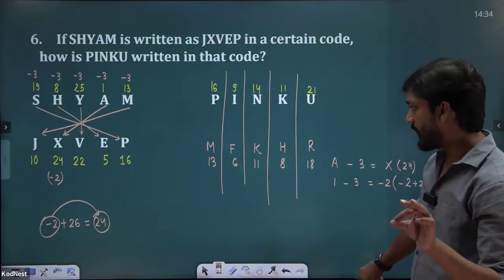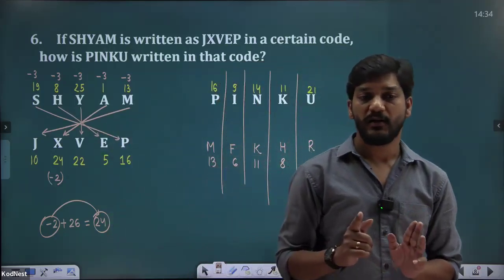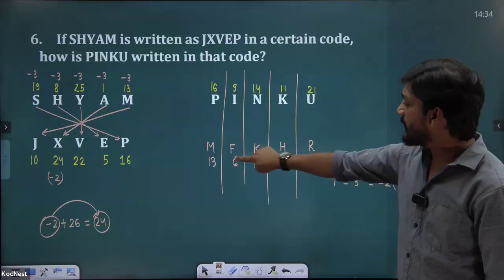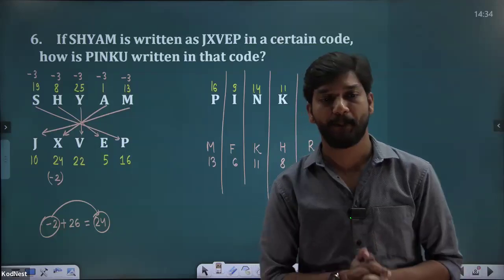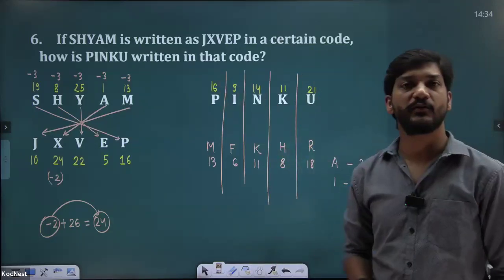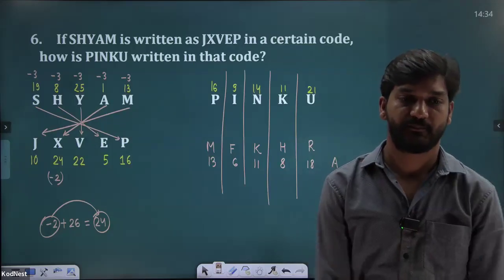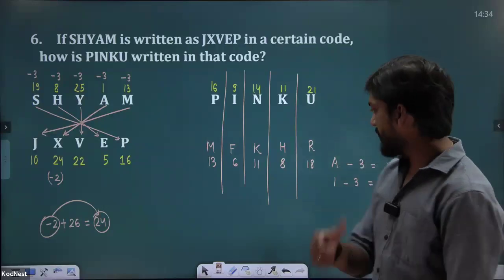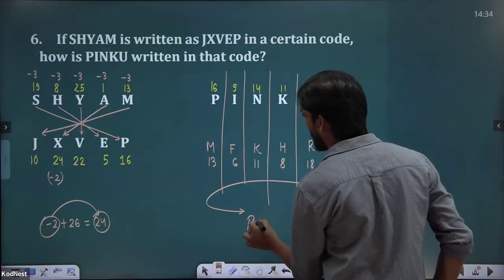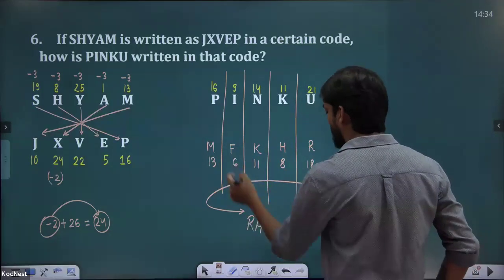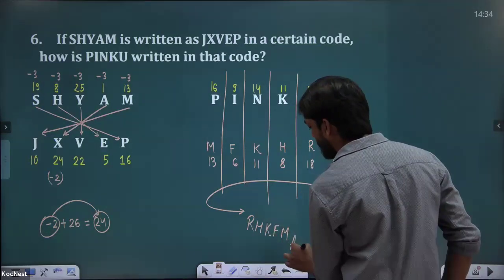So now please carefully answer. The code is reverse code. A reverse coding has been done. But I have calculated the answer with forward. So what should I do to calculate my answer? I calculated forward, but actually it is reverse. What should I do? So just reverse it and you will get your answer. The reverse of this, that means RHKFM. This is your answer.